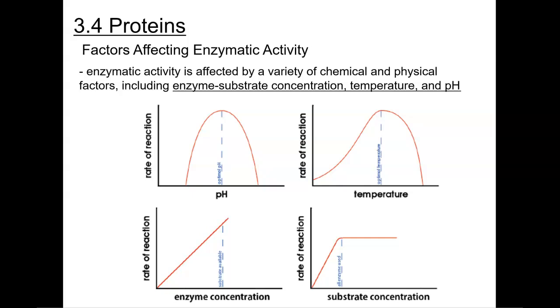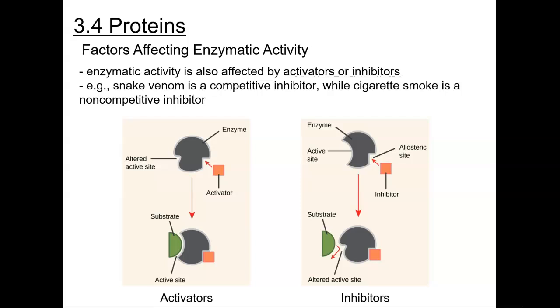Factors affecting enzyme activity. You can have enzymatic activity being affected by a variety of chemical and physical factors, including enzyme and substrate concentrations, temperature, and pH again. So these can affect how those enzymes work. Enzymatic activity is also going to be affected by activators and inhibitors. For example, snake venom is going to be a competitive inhibitor, while cigarette smoke is going to be a non-competitive inhibitor.